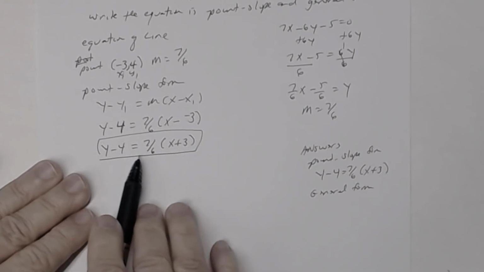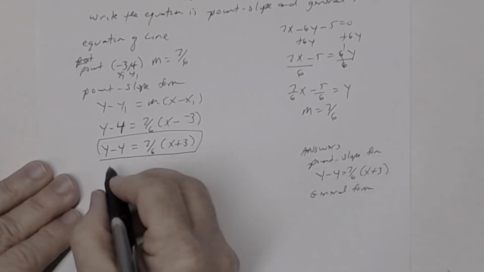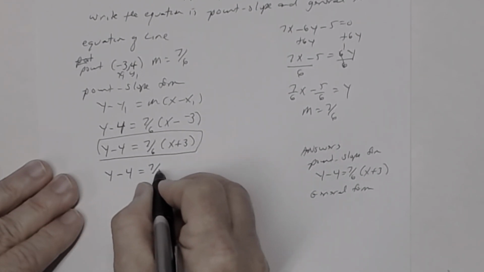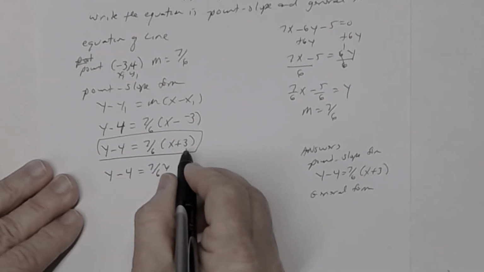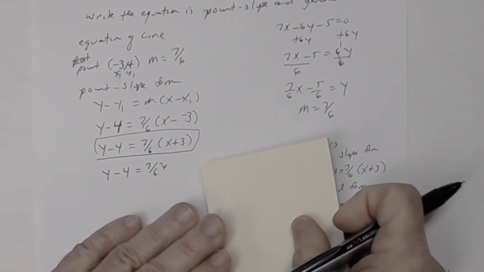Okay, so first thing you're going to do, just like you did in all the other problems, is go ahead and get rid of the parentheses. So this becomes y minus 4 equals 7/6 x. 7/6 times x is 7/6 x. And then 7/6 times 3. So let's think about what that is.